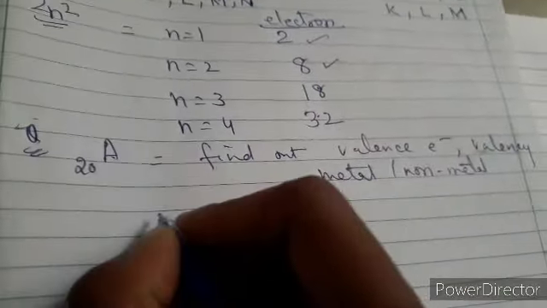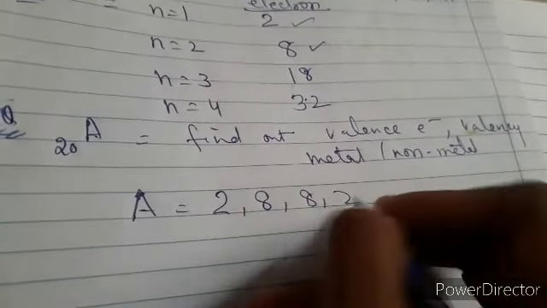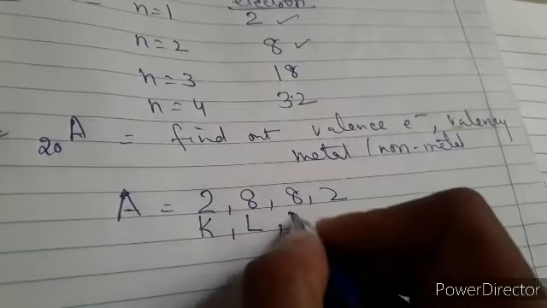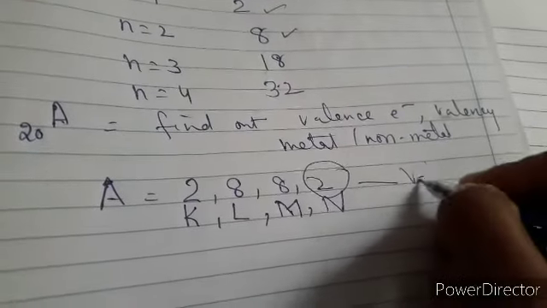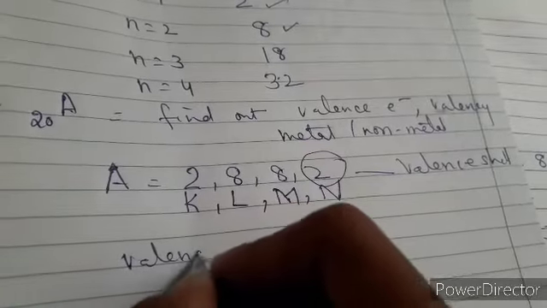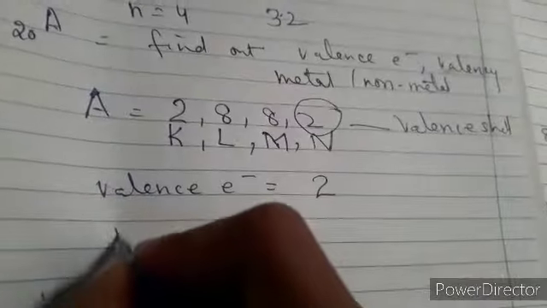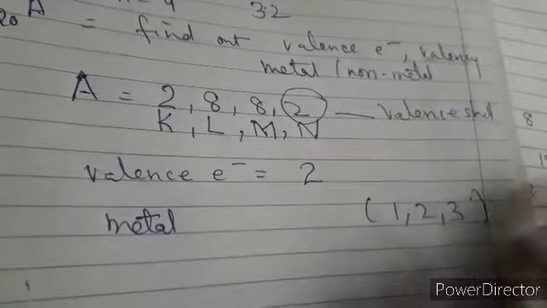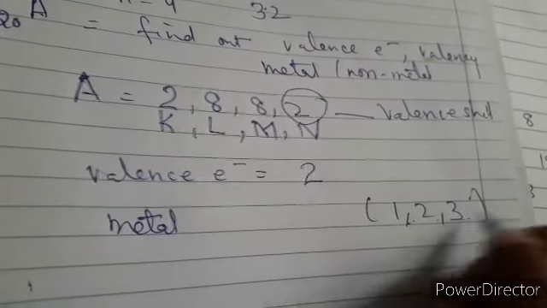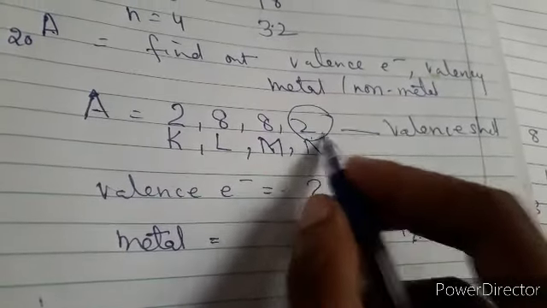Now you will simply write down its electronic configuration, that is 2, 8, 8, 2, and write down K, L, M, N. You know the valence electrons are always judged from the valence shell. So how many electrons are there? 2. So valence electrons is 2. Now you know it is a metal, because a metal's outermost orbit contains 1, 2, 3. There are special cases where it is 4, but over here you have to focus on 1, 2, 3. So it is a metal, right? Because it has 2 valence electrons in its outermost orbit.